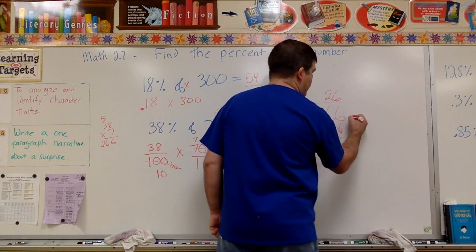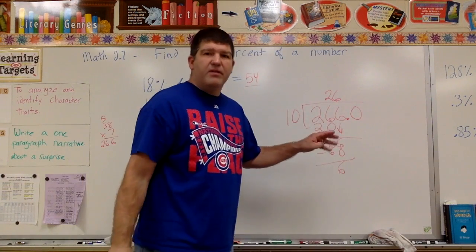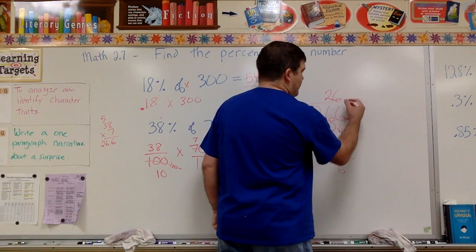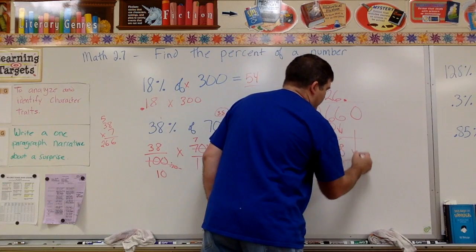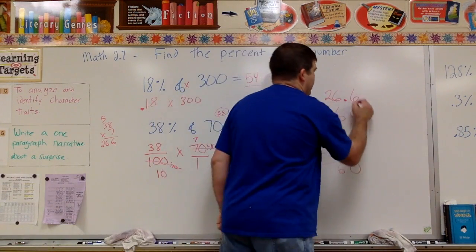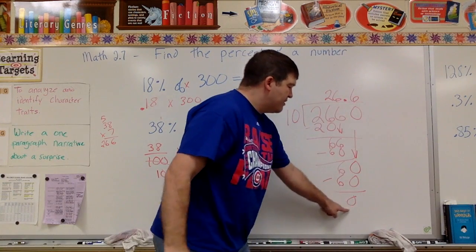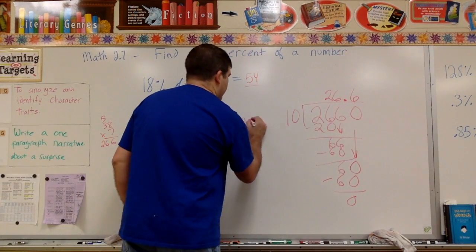So the way I do it is I add a decimal and a 0. I haven't changed that number, but I've given me another digit here. When I have the decimal there, I put it on top here, and then I can forget about that one. So now I bring down my 0. 10 goes into 60 6 times. 6 times 10 is 60. Subtract it out. I have nothing left here, nothing left here. That's my answer. 26.6.